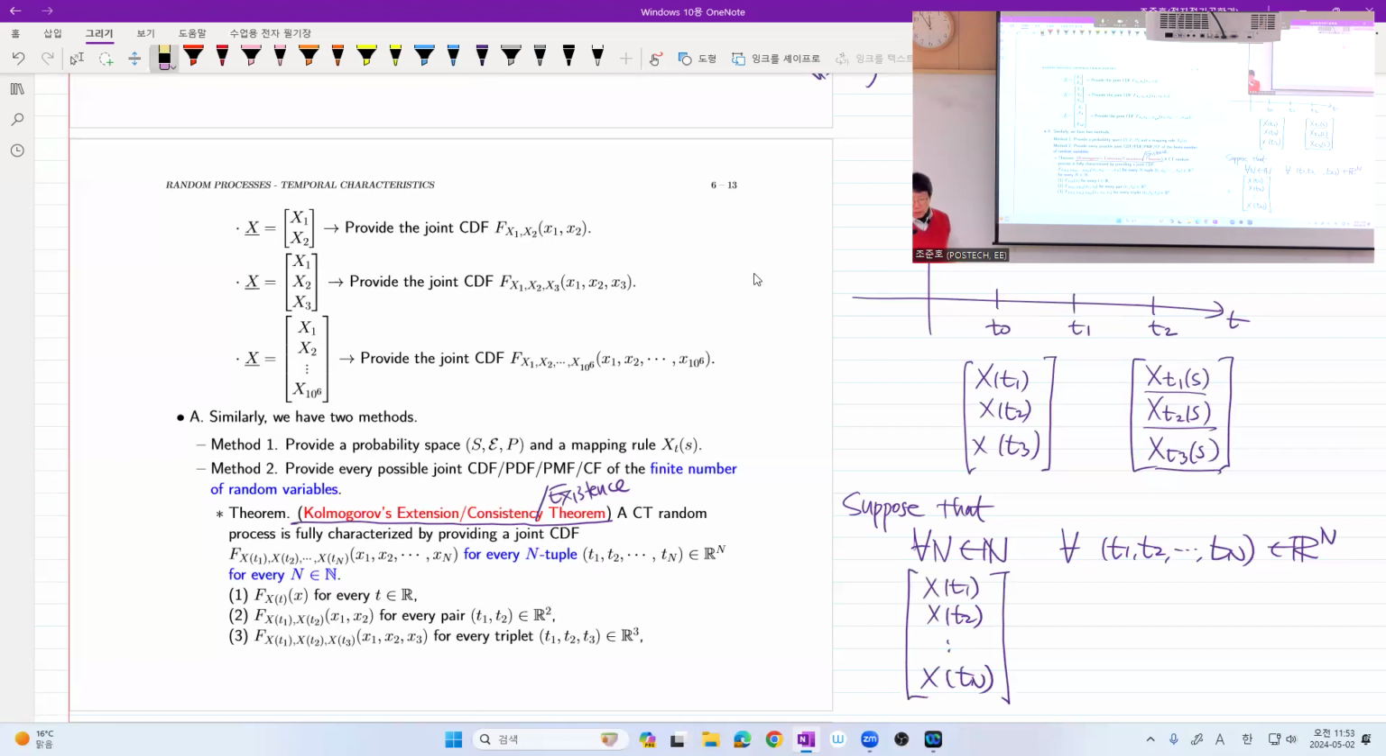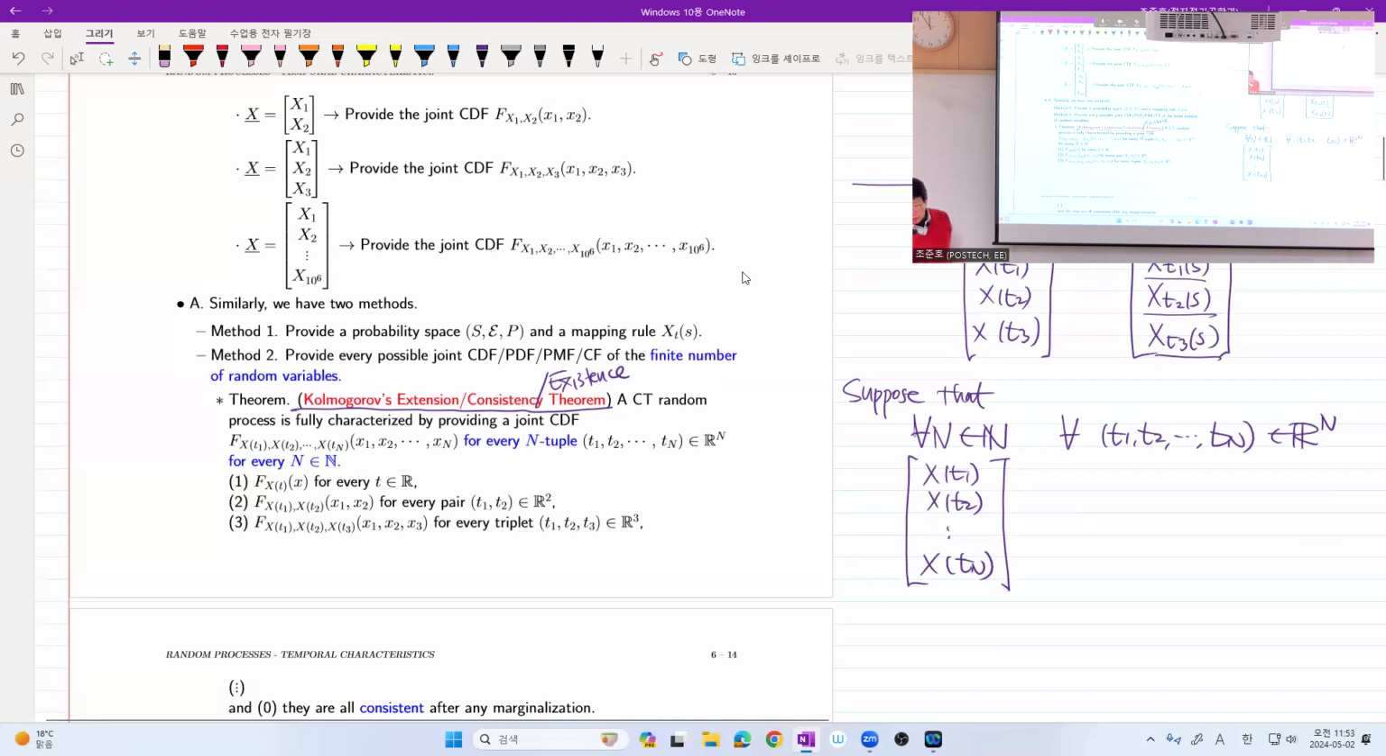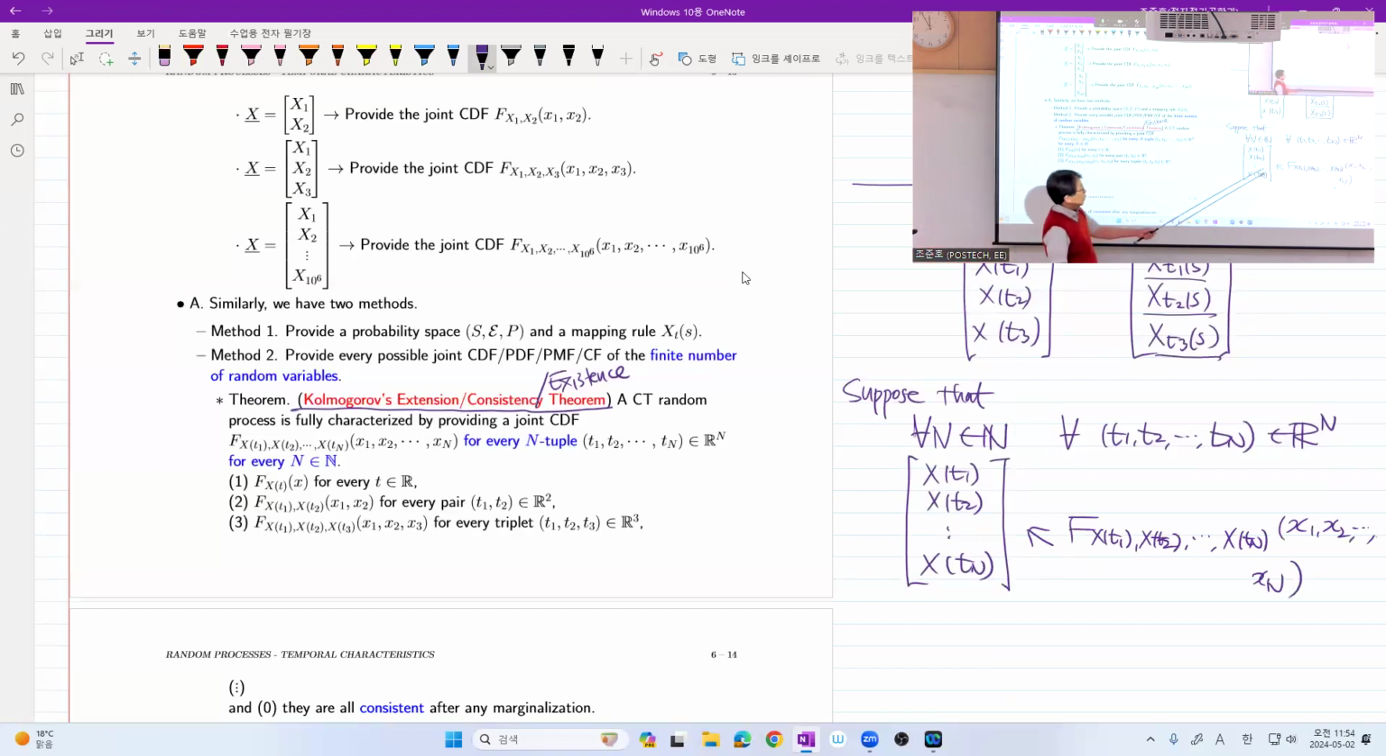Doesn't matter. Anyway. And this vector is what? It's a random vector. And you can characterize this one by using what? According to our previous theory, a CDF, a joint CDF. So you have capital F sub X_{T1}, X_{T2}, ..., X_{TN} of x1, x2, ..., xN. Be careful. Each one is what? A random variable, right? See that?